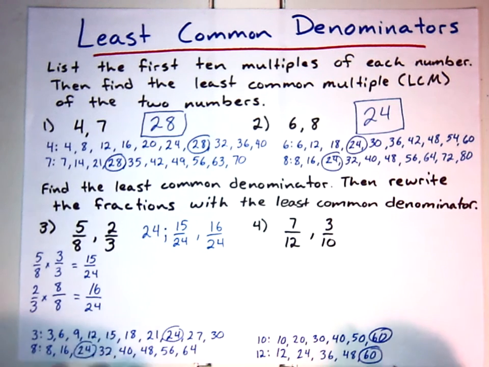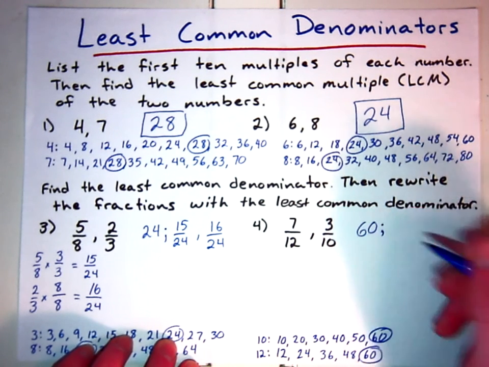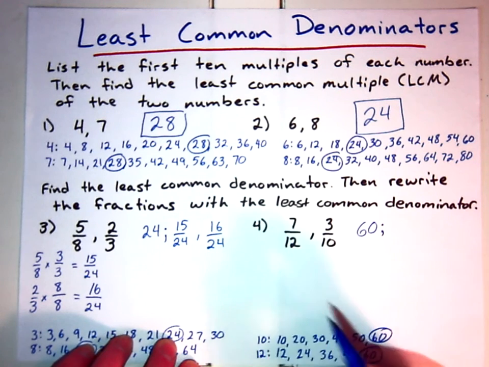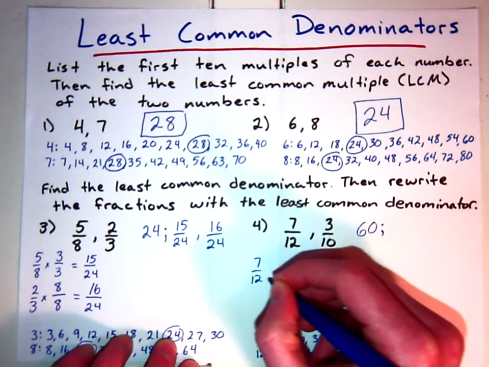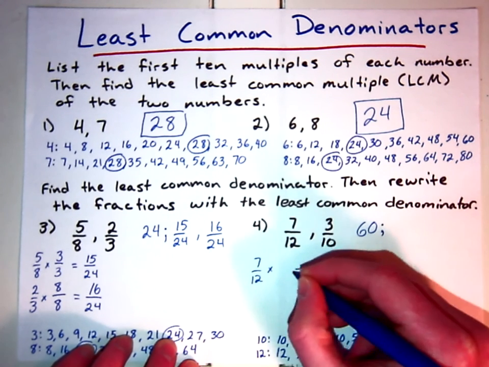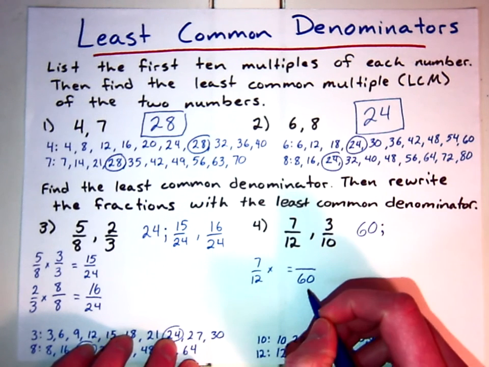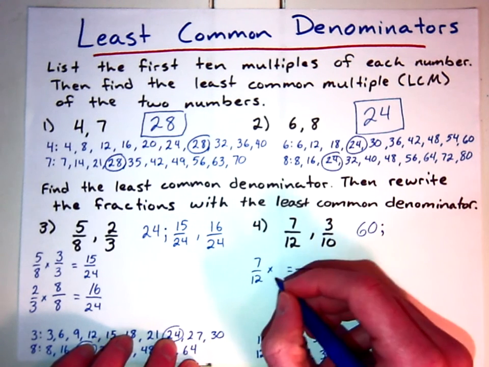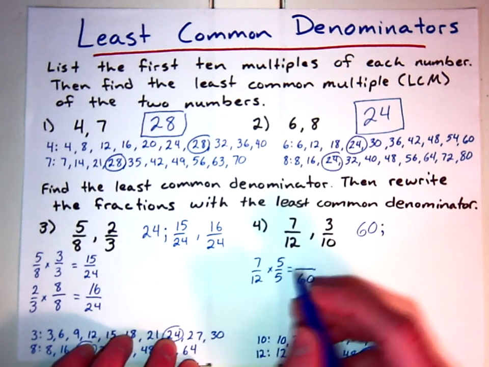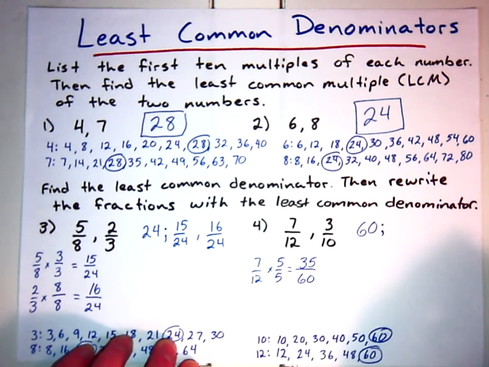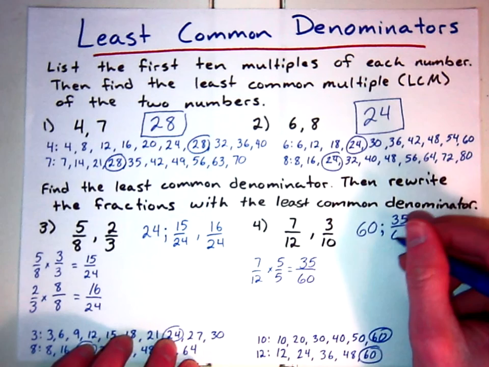So we found the least common denominator. That is 60. All right, now let's get those fractions into equivalent fractions with our common denominator. So I have 7 over 12. I know I have to multiply by something, and I want to end up with 60 in my denominator. Well, 12 times what is 60? 12 times 5 is 60. So if I do that to my denominator, I have to do the same thing to my numerator. 7 times 5 is 35. So my first one is 35 over 60.